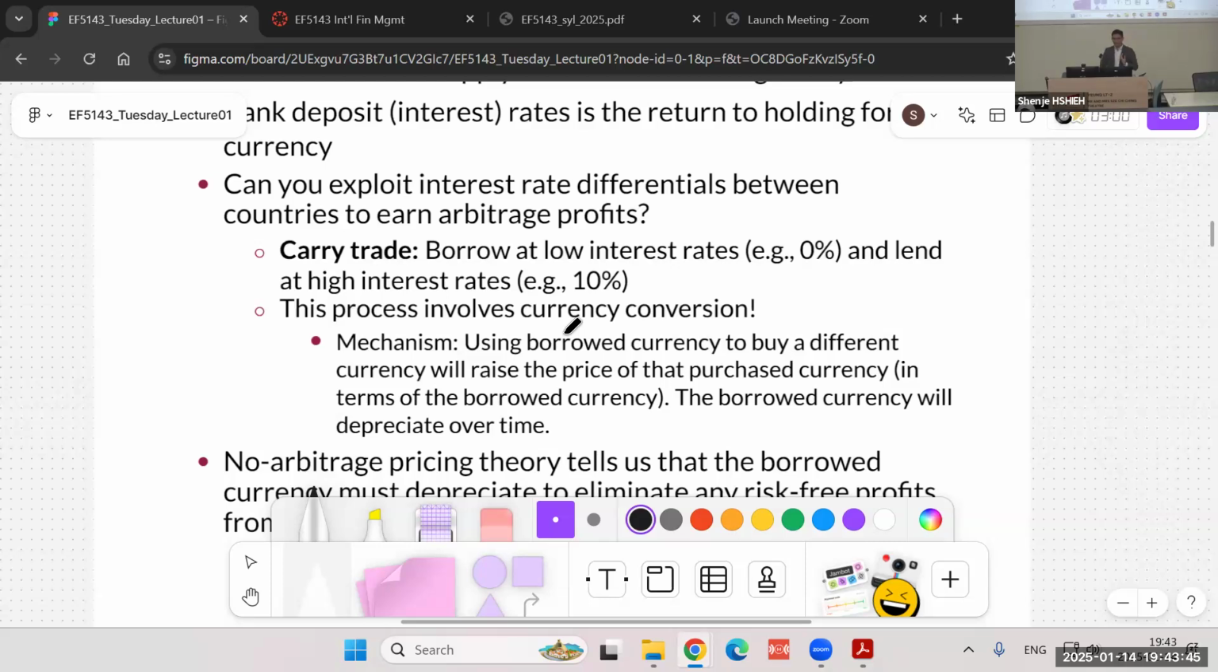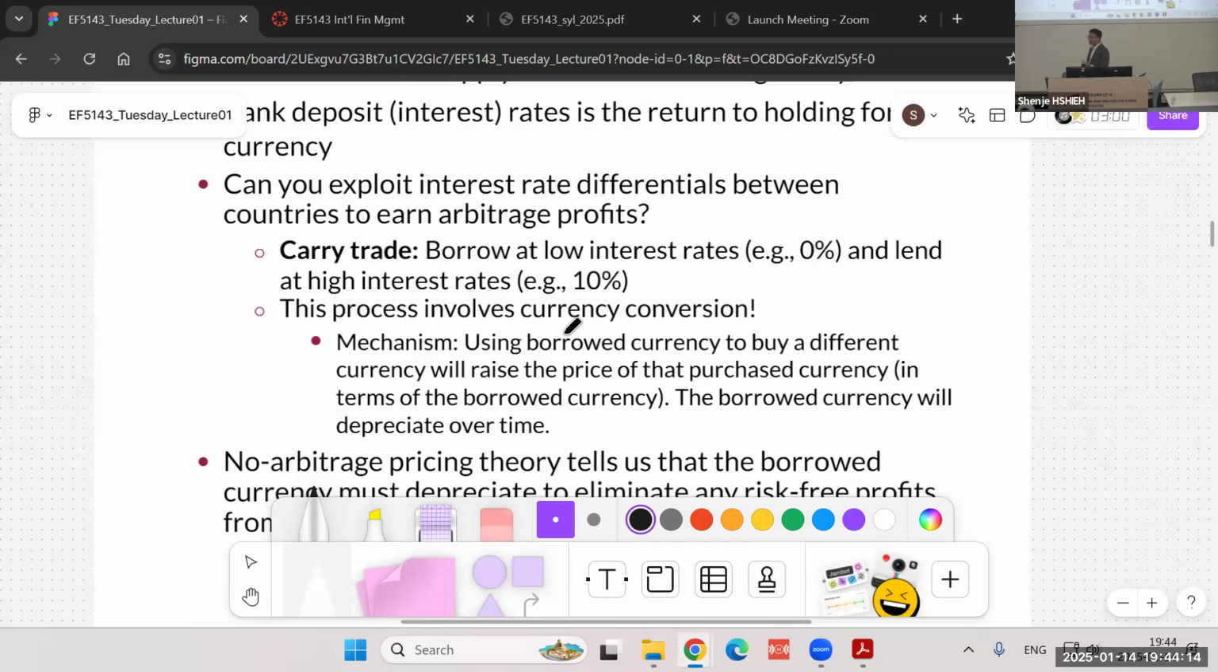Because I just borrowed, it's not my money. I borrowed money, and then I invested in Swiss banks, earned 10% interest, and then I pay back my loan. So I just made 10% without using my own money. Of course, that shouldn't be possible, right? That's free money. And if you think about it, the mechanism to eliminate this risk-free profit is due to the fact that I have to do some sort of currency conversion, right?